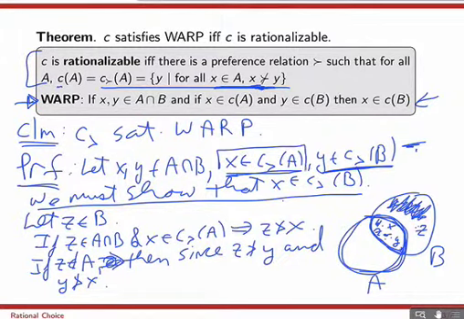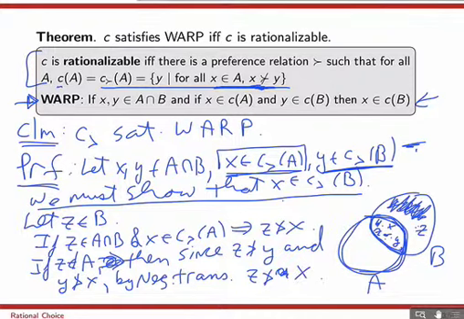All right, then by negative transitivity, we have Z is not strictly preferred to X. So we have Z is not strictly preferred to Y, and Y is not strictly preferred to X. So therefore, by negative transitivity, we get Z is not strictly preferred to X. But that tells me that X must be among the best options in B. So that's the proof. We've shown that C satisfies the weak axiom of revealed preference.